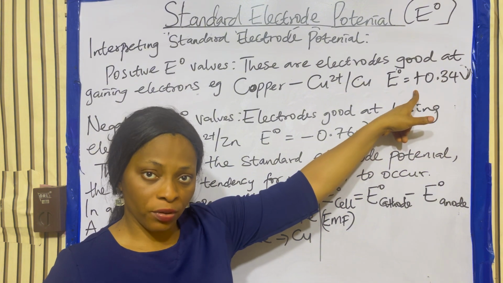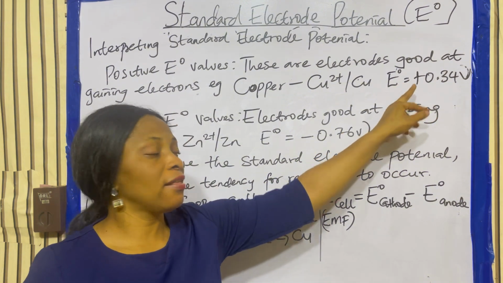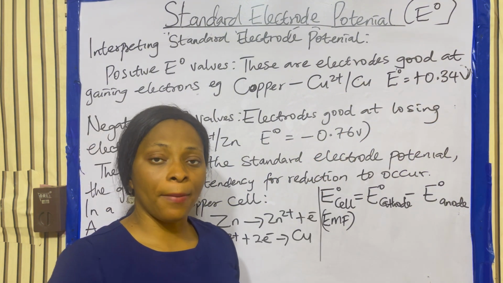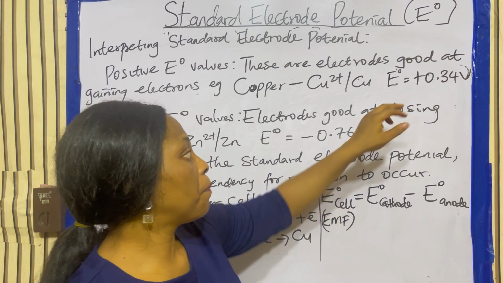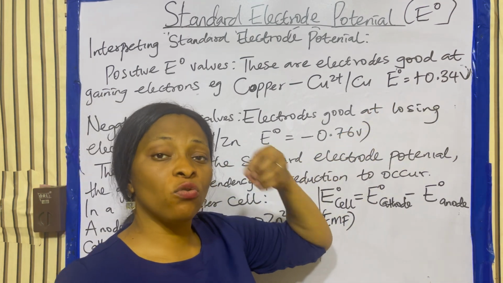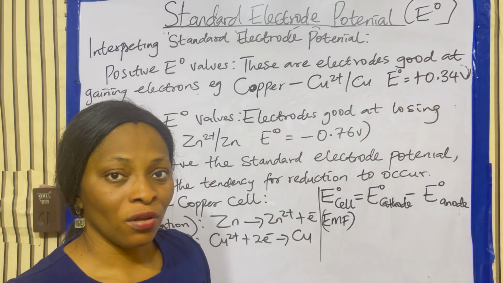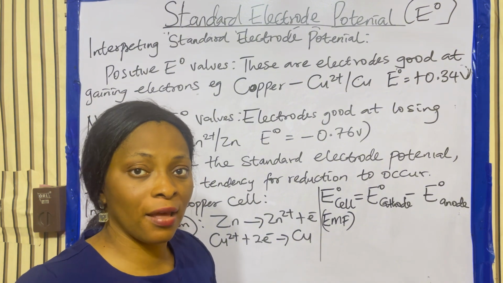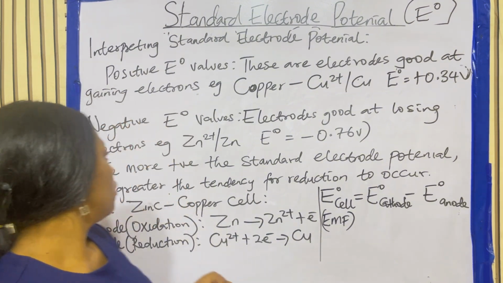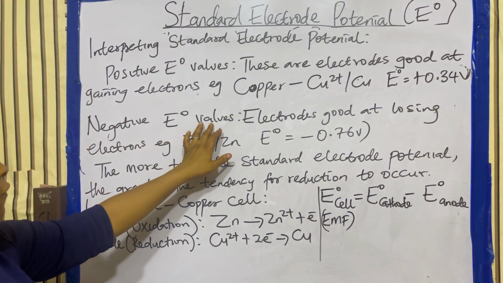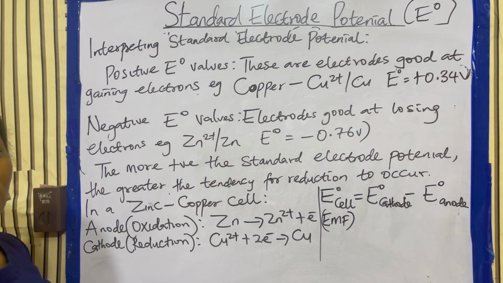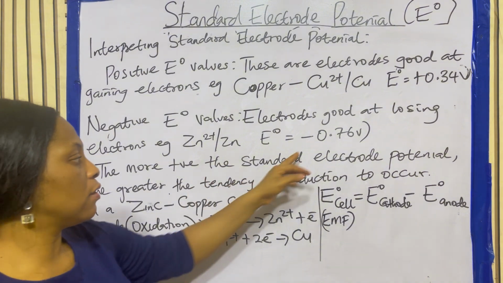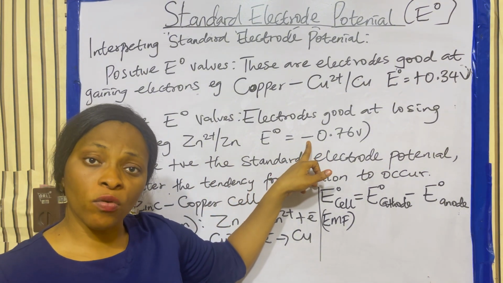The signs are very important because the signs tell us something about that electrode. This positive here means that it is good at gaining electrons. In other words, reduction takes place there. Are we together? All right. Negative electrode values. These are electrodes that are good at what? Losing electrons. So those that are good at losing electrons, as you can see, they come with what?